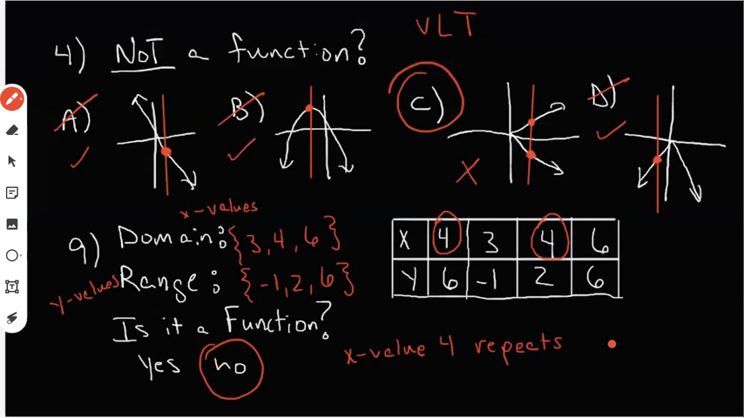Okay? And what that basically means is we have an input with 2 outputs. 4 is being mapped to 2 down here, but 4 is also being mapped to 6. So if we were to write this as a mapping, we would see that 4 is being mapped to 2 and 6 at the same time. We know that an input can only have 1 output. So that's why this is not a function.